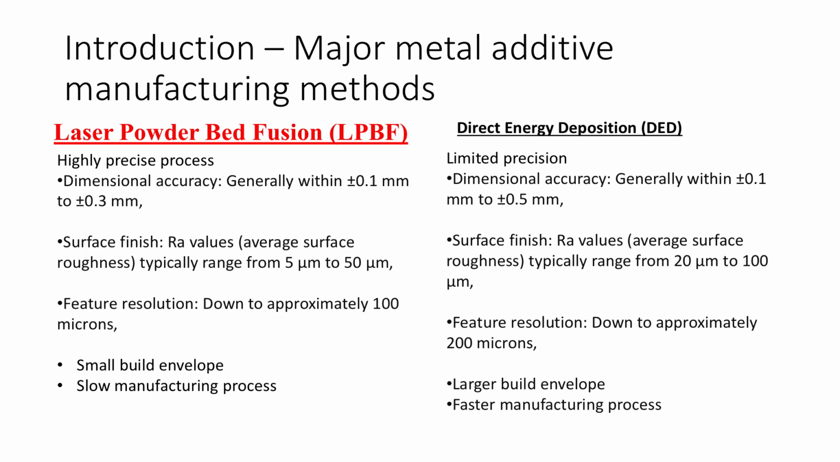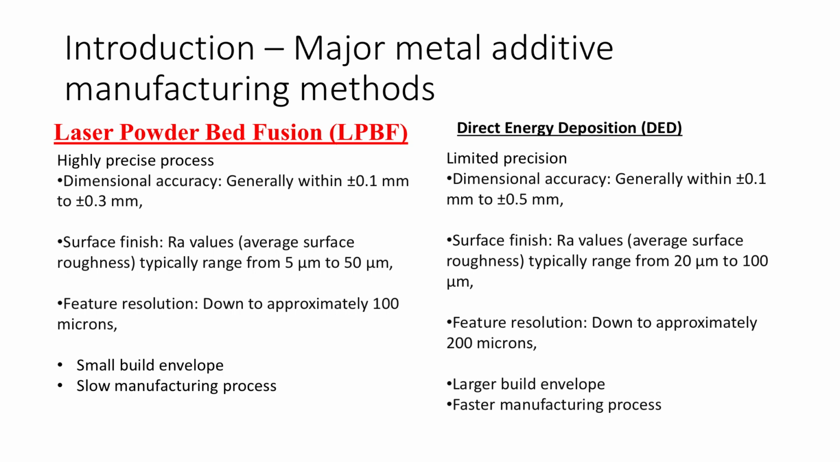Now, the laser powder bed fusion and direct energy deposition are the most commonly used methods. Powder bed fusion is very precise, and the layer thickness is smaller. But as I mentioned, the build envelope is small, and the manufacturing process is very slow. We can obtain good surface finish and good feature resolution.